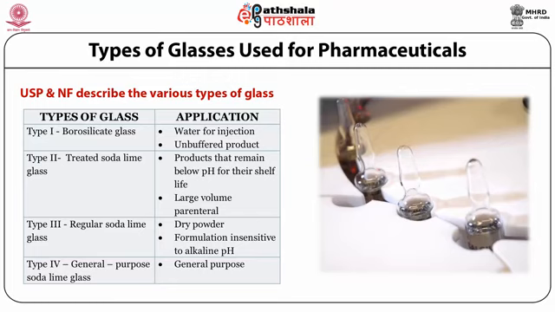Type 3 regular soda lime glass is generally used to pack dry powders and formulations insensitive to alkaline pH. Type 4, a general purpose soda lime glass, is generally used for general purposes, or to store various types of reagents and products which are not affected by pH or alkali.